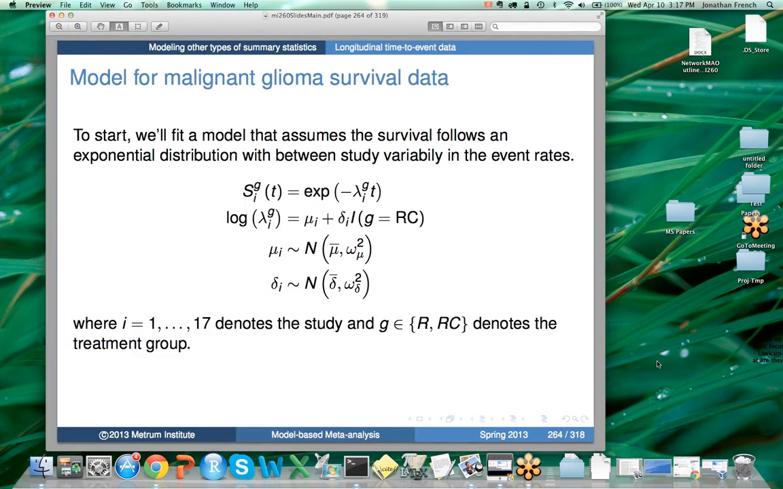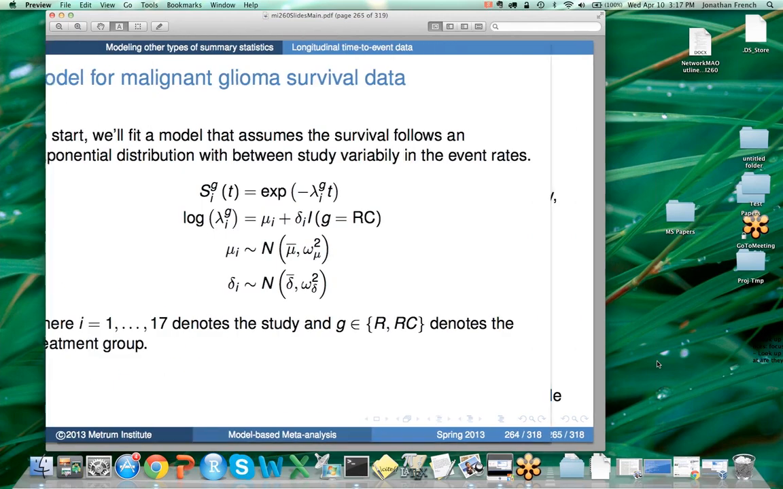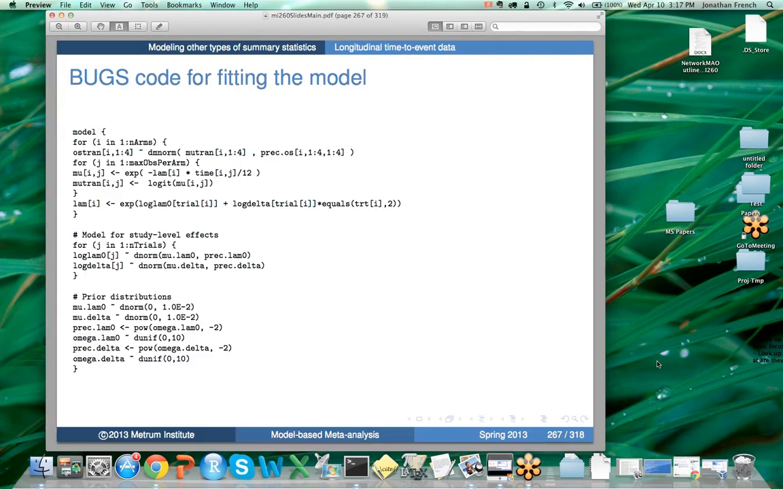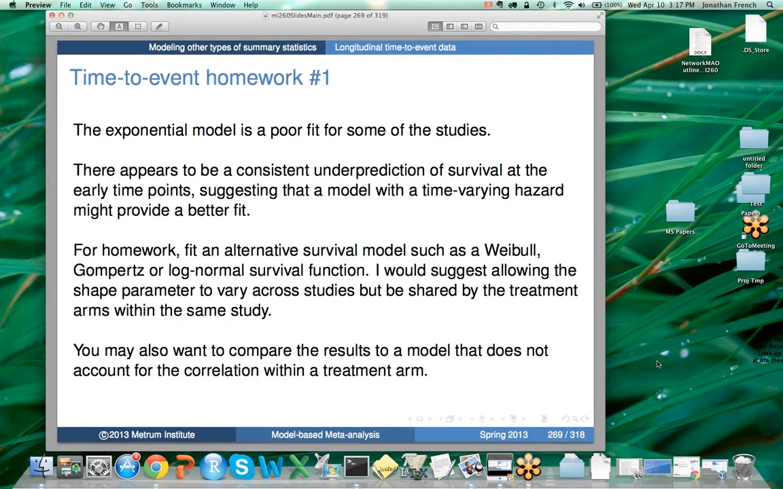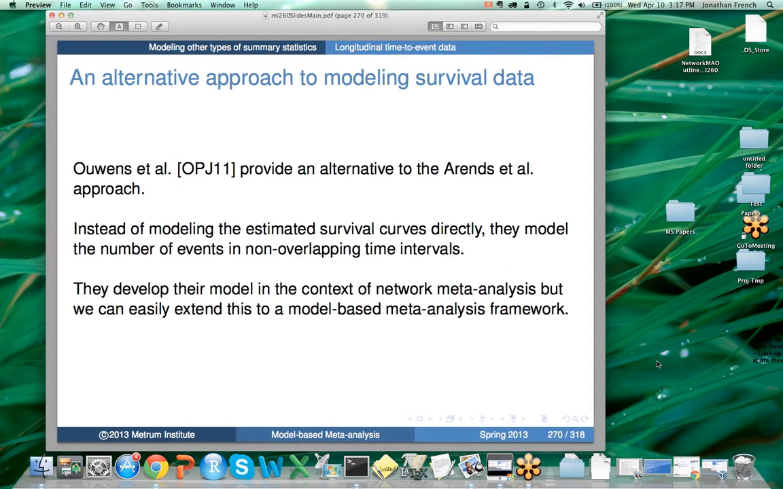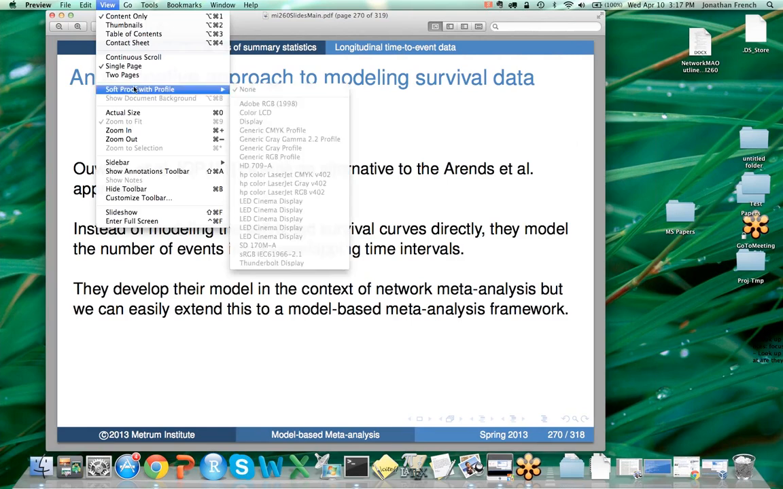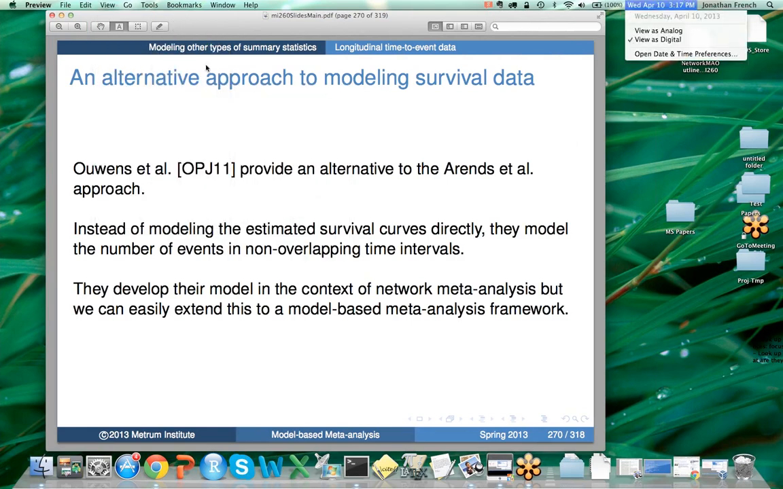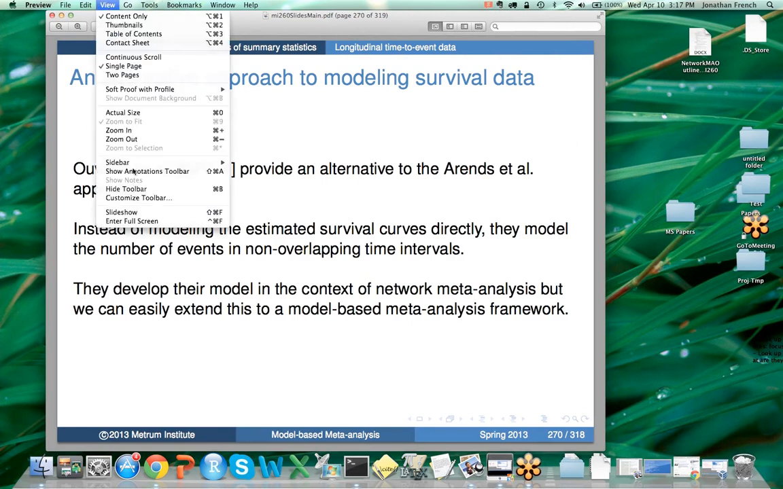So we're going to continue now to talk about modeling of survival times, but we're going to look at a different approach that was published recently by Ades and Jansen. And let me go ahead and move here to full screen. Make sure that I'm showing my screen and everything here.